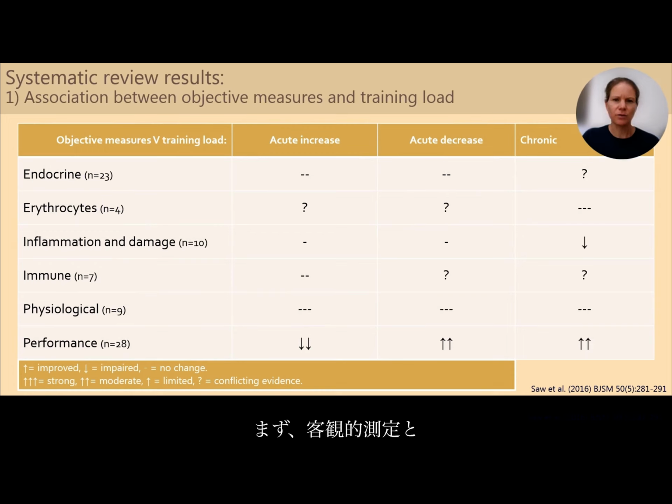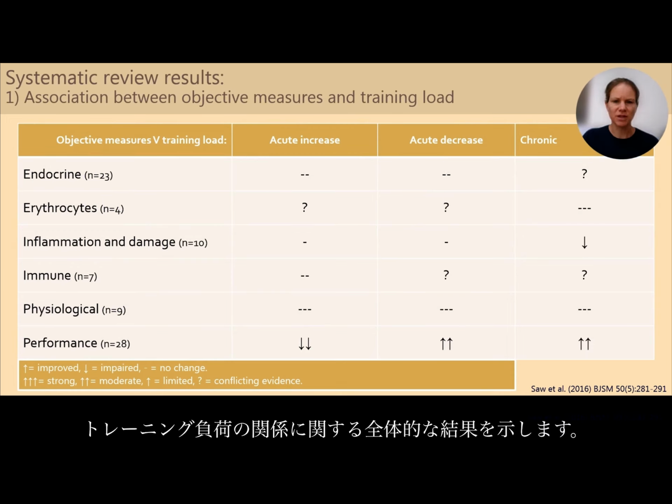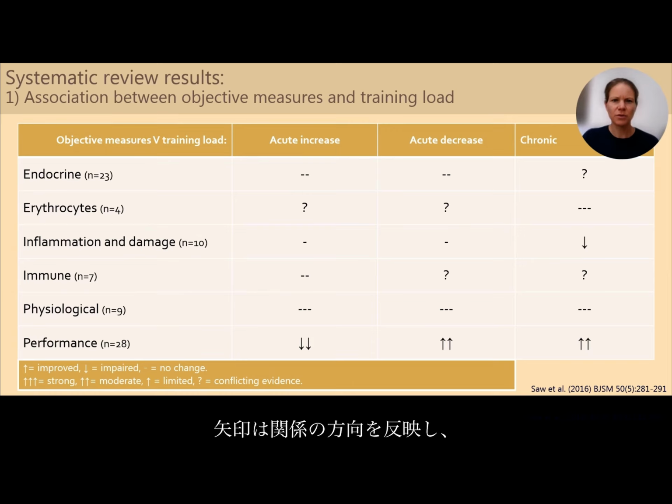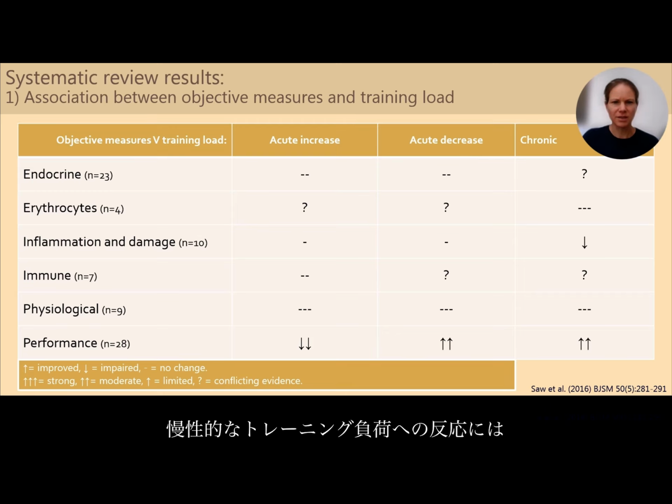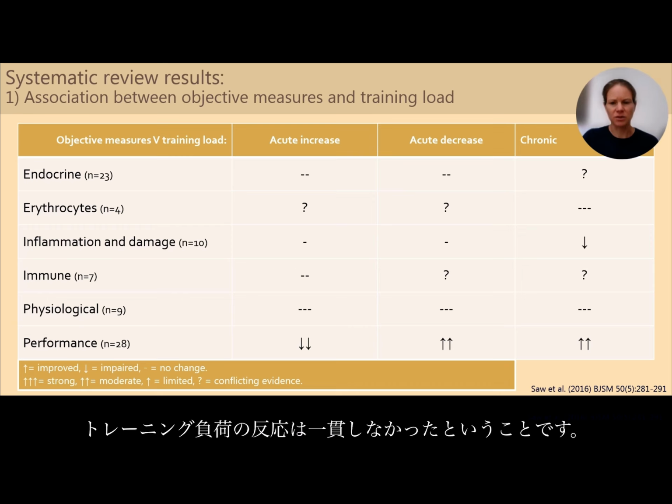Firstly, I'll show you the overall results for the relationship between objective measures and training load. The symbols reflect the direction of the relationship, and the number of symbols reflects the strength of the relationship. So for endocrine markers, which were reported by 23 studies, there was moderate evidence that they did not change with an acute increase or decrease in training load. There was limited conflicting evidence of response to chronic training load. The overall impression I want you to take from this table is that, with the exception of performance, objective measures did not consistently respond to training load.